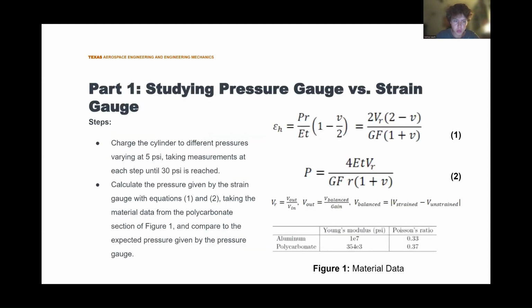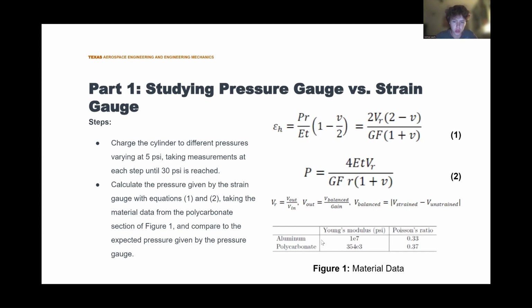For the experiment itself, we have the cylinder, and we're going to take measurements at 0, 5 psi, so on to 30 psi. We're taking data points at each of those, and then we're going to use these formulas over here to calculate what the pressure is given by the strain gauge. Then we're going to compare it to the pressure that would be expected based on the psi that we're measuring with the pressure gauge.